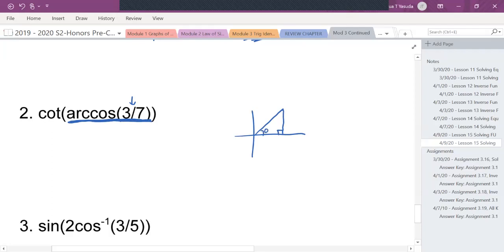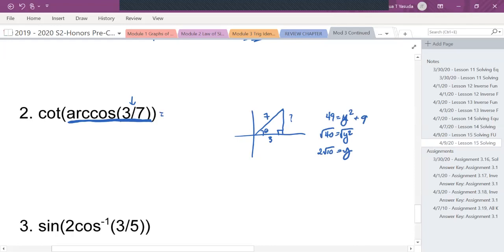So here's theta, 3/7. And you're going to need to find this in order to do the cotangent. So that would be 49 equals, let's call it y since it's going up and down, y squared plus 9. So then it'd be 40 equals y squared, so the square root of 40, 2 square root of 10, is the y. So now if we're doing cotangent, that's adjacent over opposite.